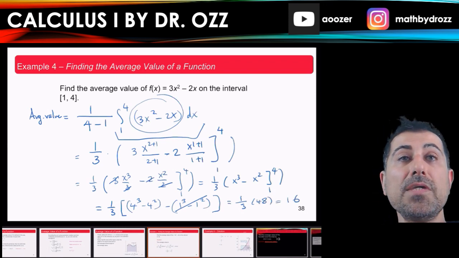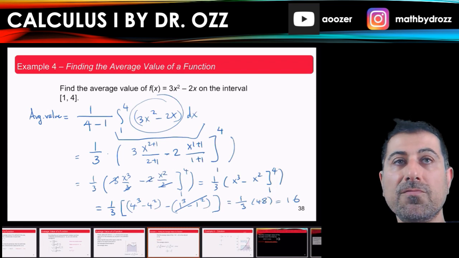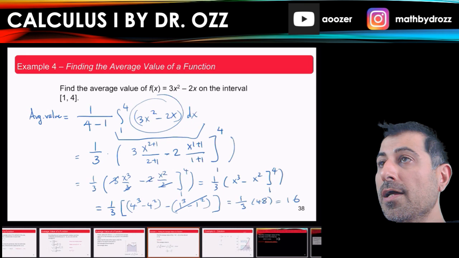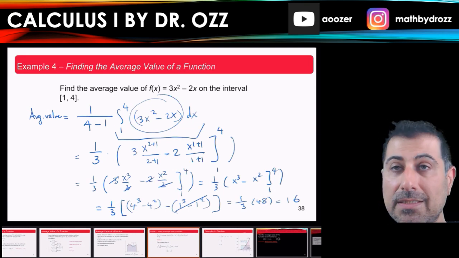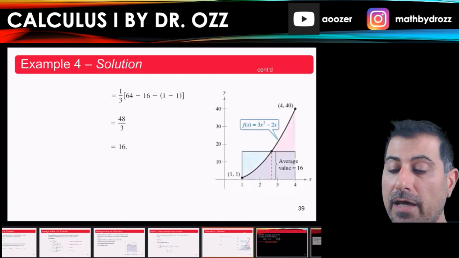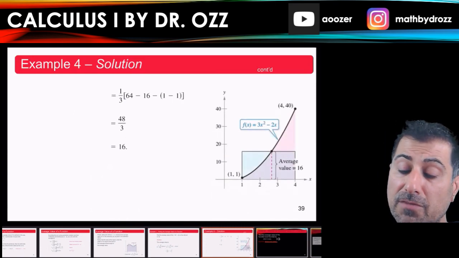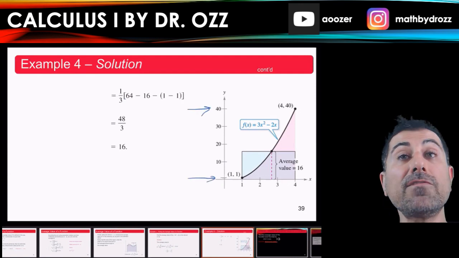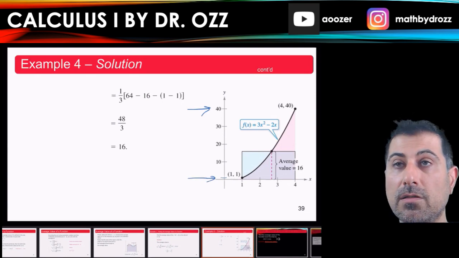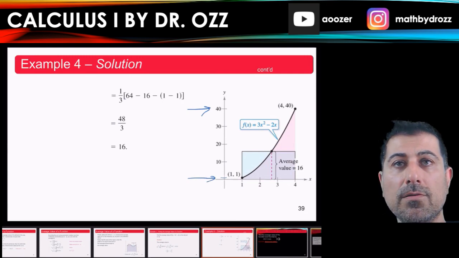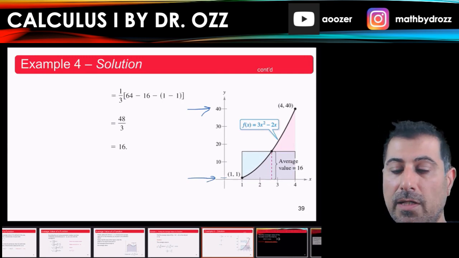So what that means is the average value of the function 3x squared minus 2x over the interval 1 and 4 is exactly equal to 16. And in fact, you can see that from its graph. The function takes values in between 1 and 40 here, right? But the average value, based on this description coming out of the mean value theorem for integration, is exactly equal to 16.